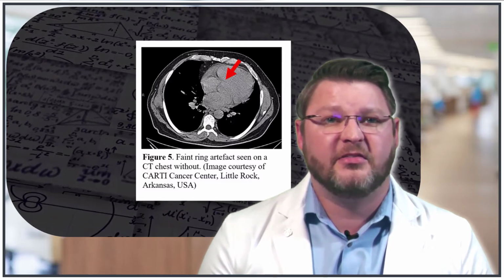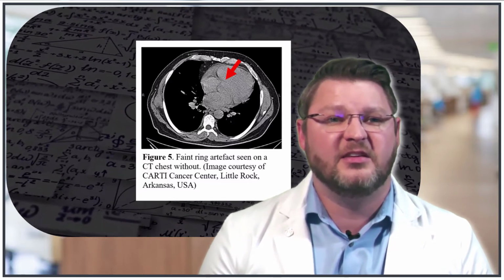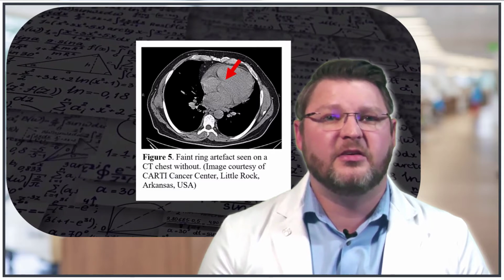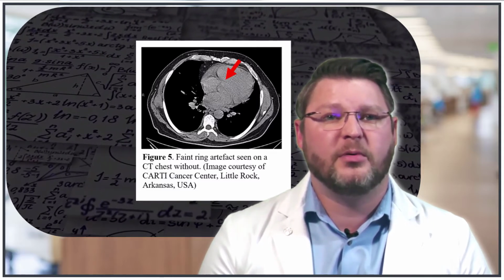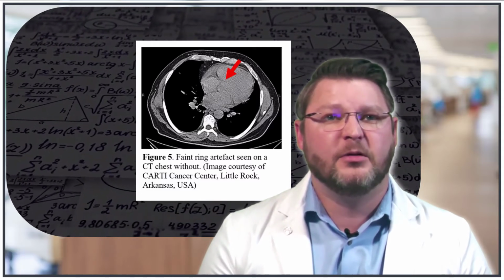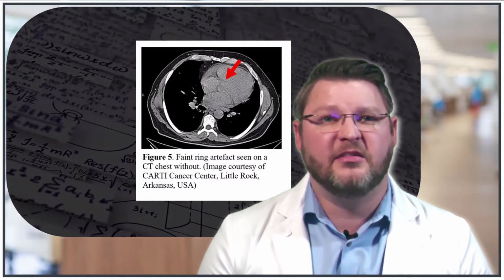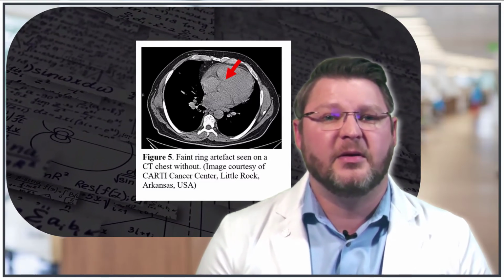Figure 5, there is a faint ring artifact seen in this CT chest without contrast. If you look right in the center of the image, you see that water ripple or almost bullseye effect. And if you look where the red arrow is, you see the faint ring artifact that appears as a dark edge circling the center. Prevention is done through daily phantom and QA checks along with routine preventative maintenance.